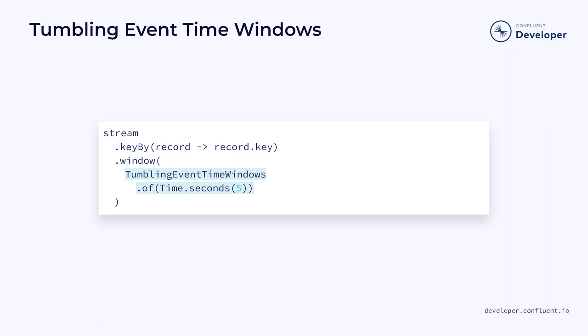Here, we see a tumbling event time window of 5 seconds. This means that the stream will be broken into discrete 5-second chunks. Optionally, the keyed windows can be staggered. This can be useful to ensure that multiple windows are not firing at the exact same time.